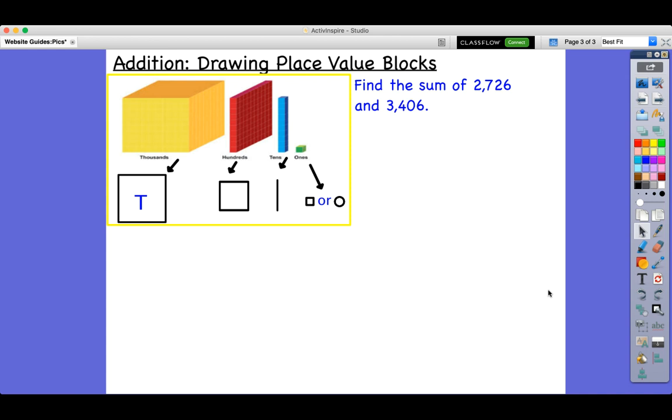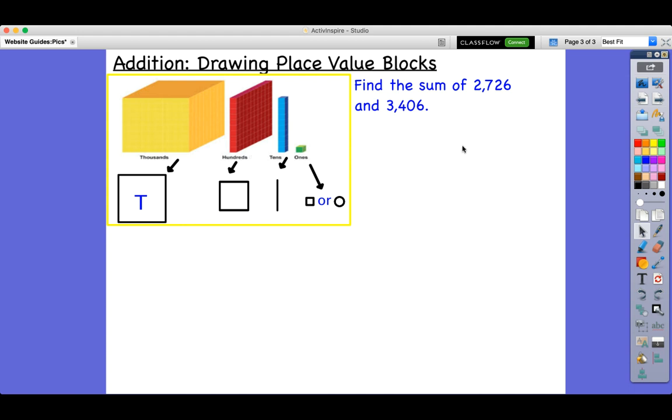Addition with drawing place value blocks. Place value blocks are a great math tool to use when you're adding, subtracting, multiplying, or dividing, really. And they can be really helpful for counting, especially when you're starting with getting into bigger numbers. However, we may not always have place value blocks with us, and we can actually learn that by drawing them, we can be a little bit more efficient in solving our problems.